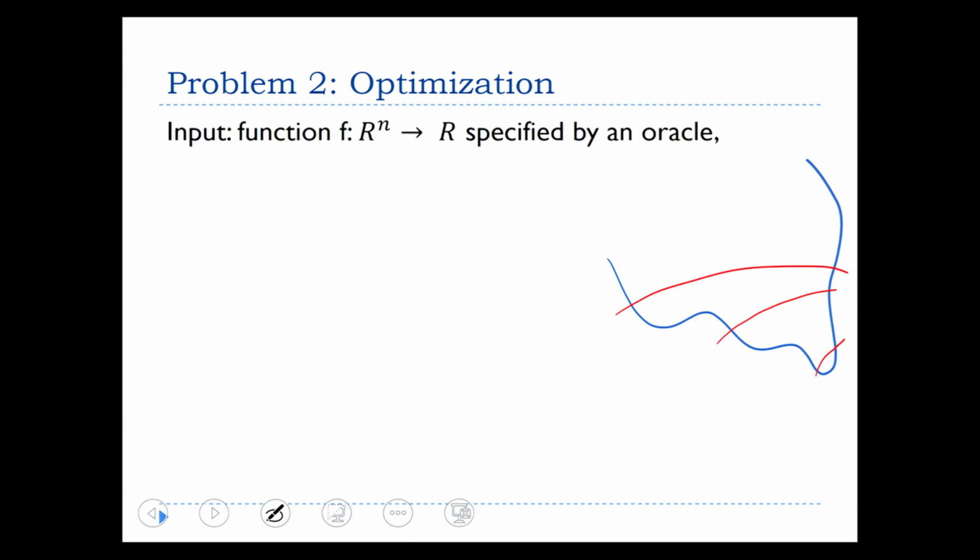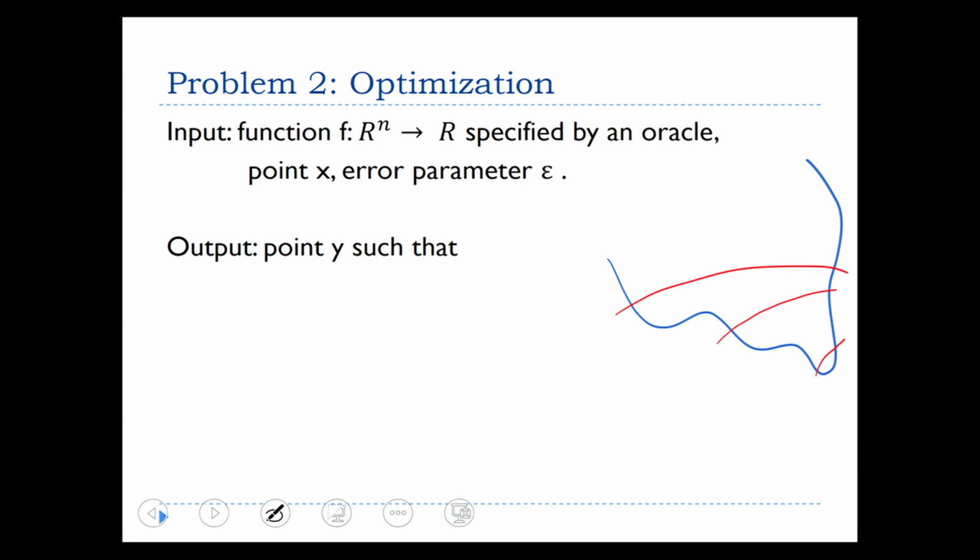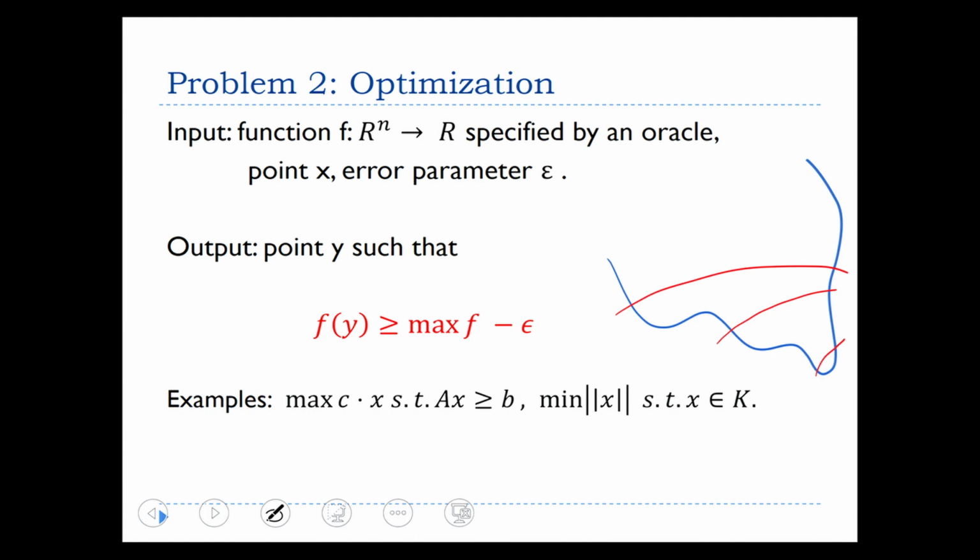Now I want to mention a couple of other algorithmic problems to round off this first talk. Optimization is a fundamental problem in algorithms. Again, you have a function and an error parameter, and you'd like to say find the maximum up to error epsilon. Linear programming and convex programming are special cases. So here's a simple way to do this using sampling.